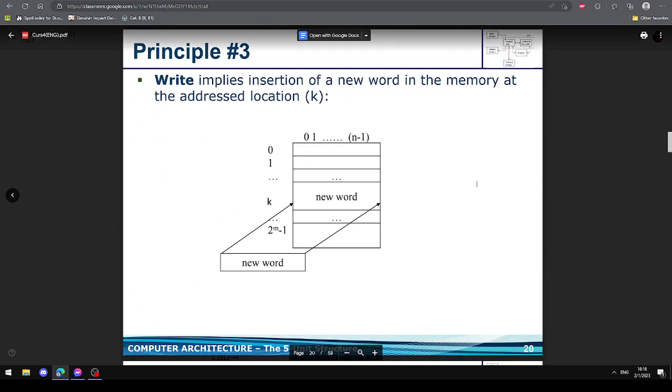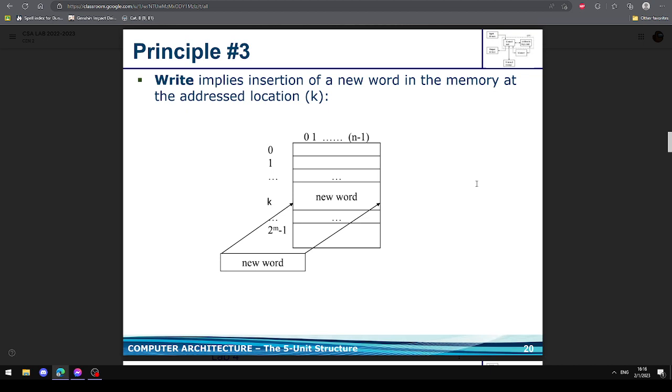Write implies insertion of a new word in the memory at the addressed location.